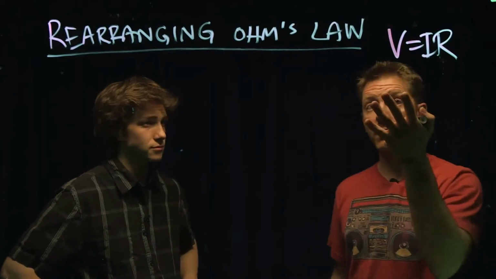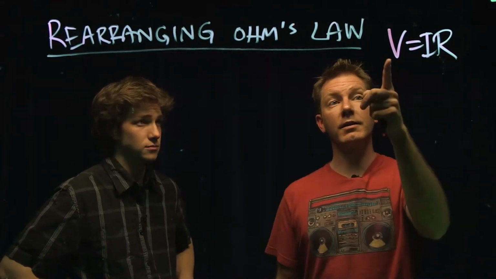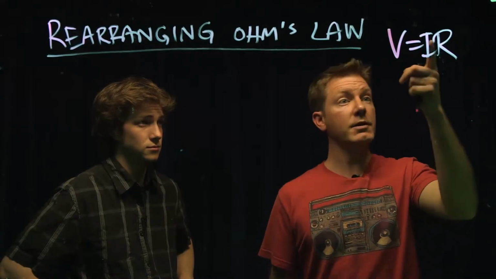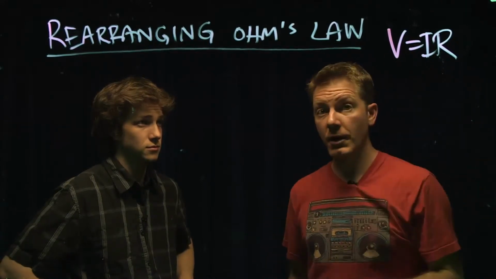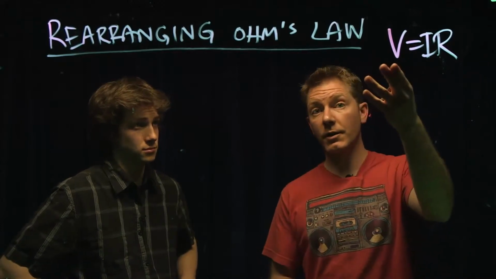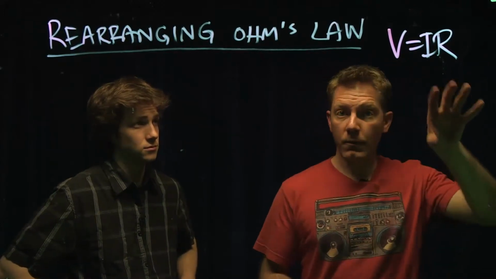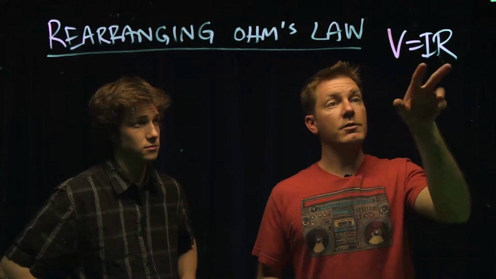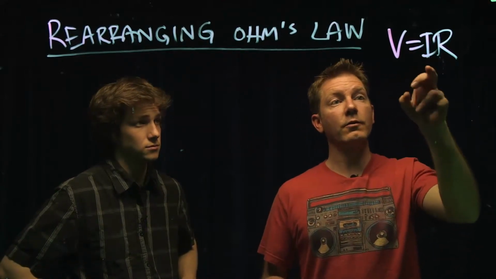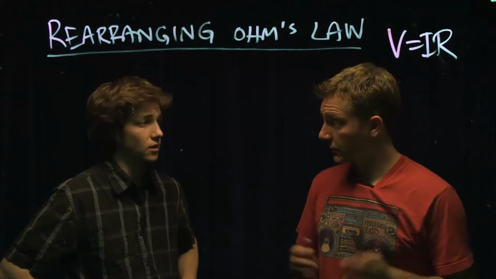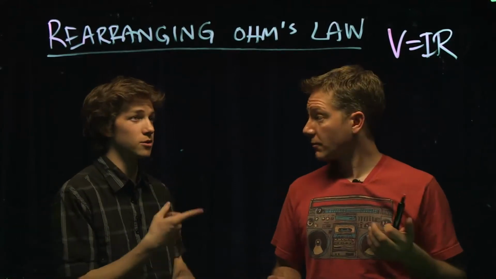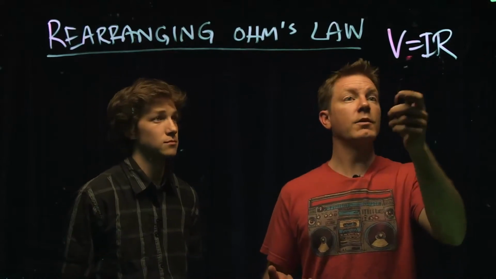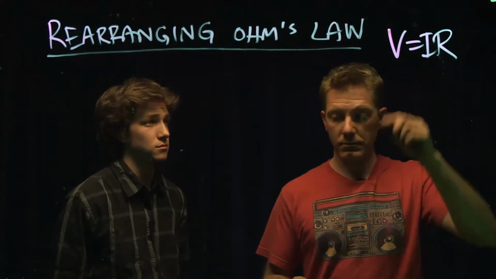So the easy one to do, without any rearranging, is they tell you what the current is, they tell you what the resistance is. Find the voltage. That's easy because voltage is already here. What you don't know is on the left side, what you do know is on the right side. You just put in the stuff you do know, and out pops what you don't know. It's just a matter of multiplying the two together. V equals I times R.